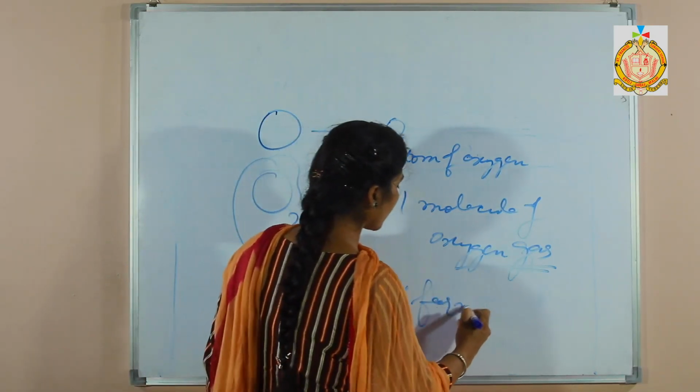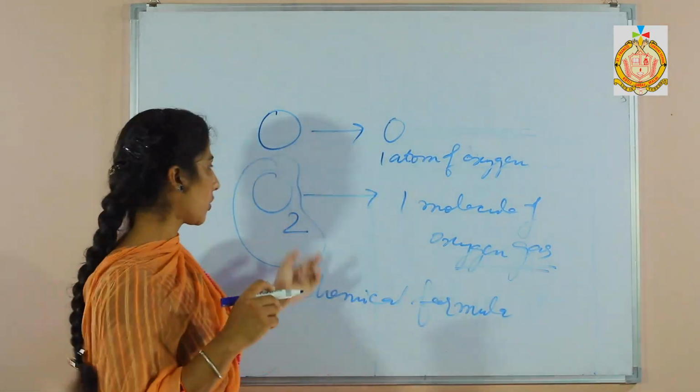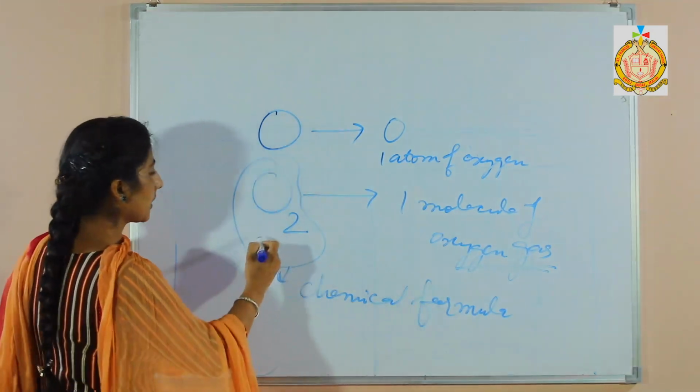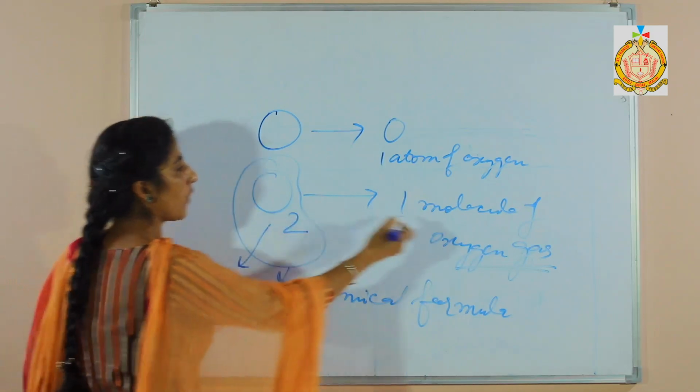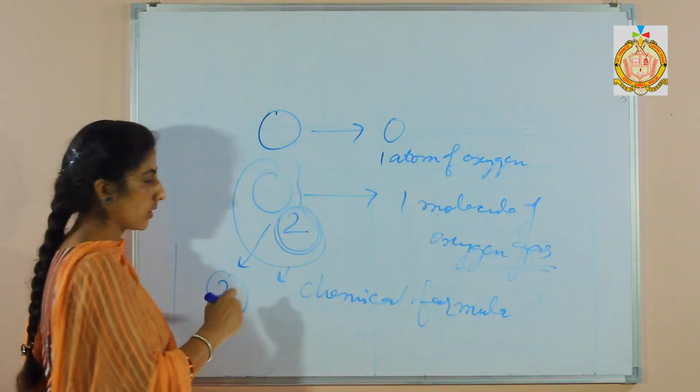The next topic is atomicity. The number of atoms present in one molecule of an element is called atomicity. For example, the atomicity of oxygen is 2 because in one molecule of oxygen 2 atoms are present. So its atomicity is 2.